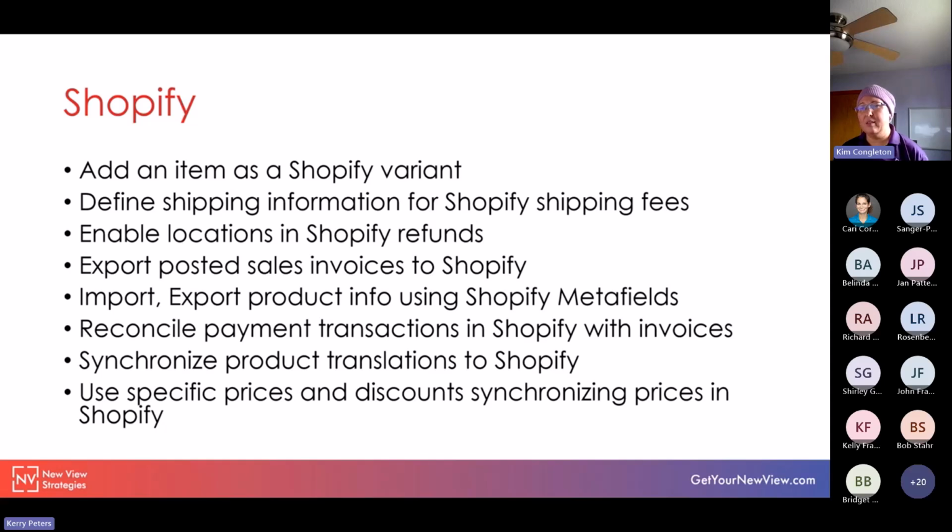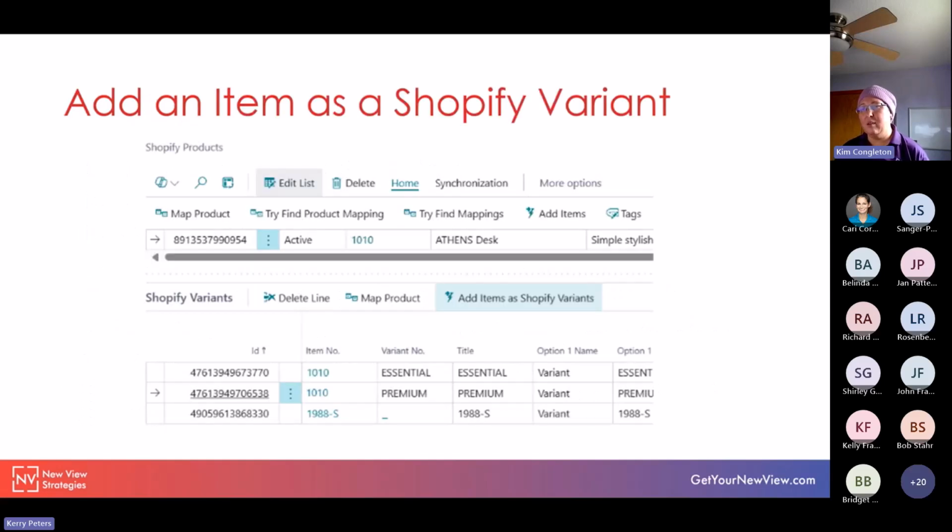So if we go to the next slide, we're just going to look at the add an item as a Shopify variant. You can see here there's a screenshot of what the screen looks like. You can see the button that we have for adding items as Shopify variants. So this is going to let you add an item as a Shopify variant. It looks like it's a little limited in scope, so I would definitely try this one out first.